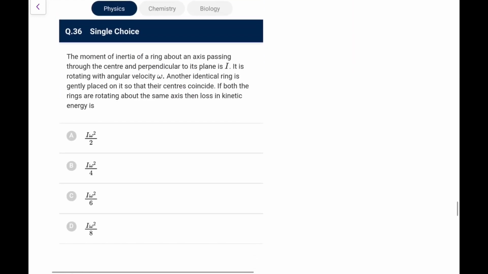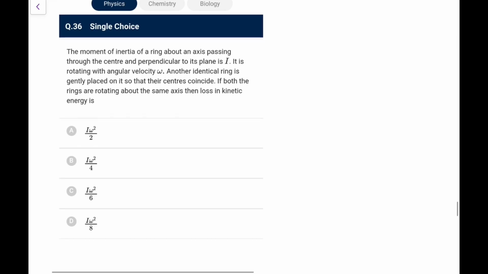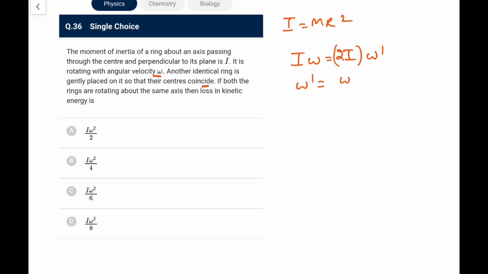Next, the MI of a ring about an axis passing through the center and perpendicular to plane is I. So this I is MR square here, because it is a ring. It is rotating with angular speed omega. Another identical ring is gently placed on it so that the centers coincide. If both the rings are rotating about the same axis, then the loss in kinetic energy. Here it is a classical problem of angular momentum conservation. You will have I omega equal to 2I into omega dash. So omega dash becomes omega by 2.